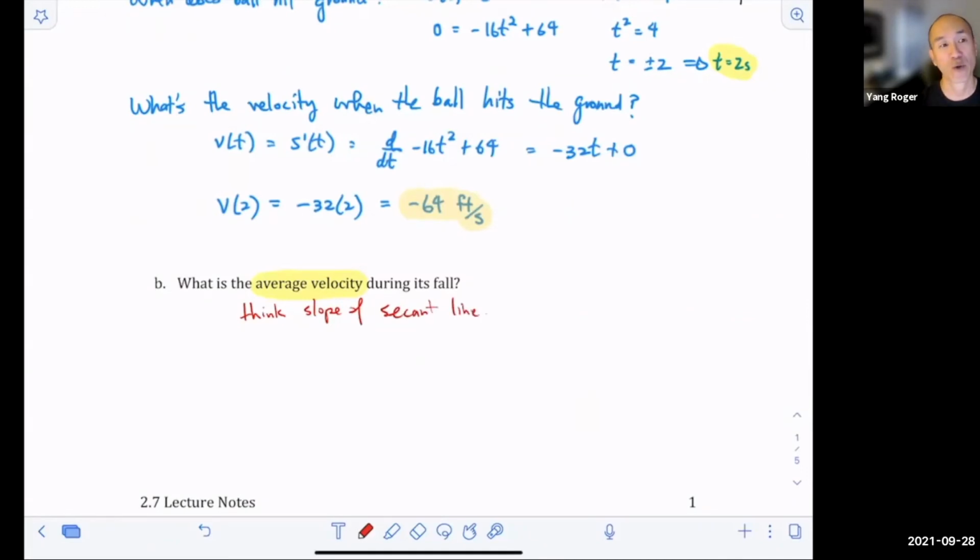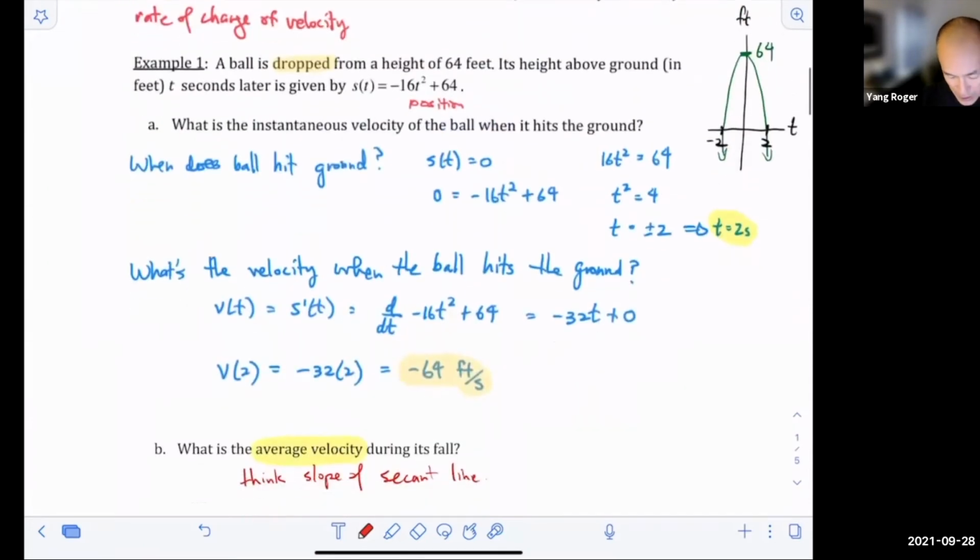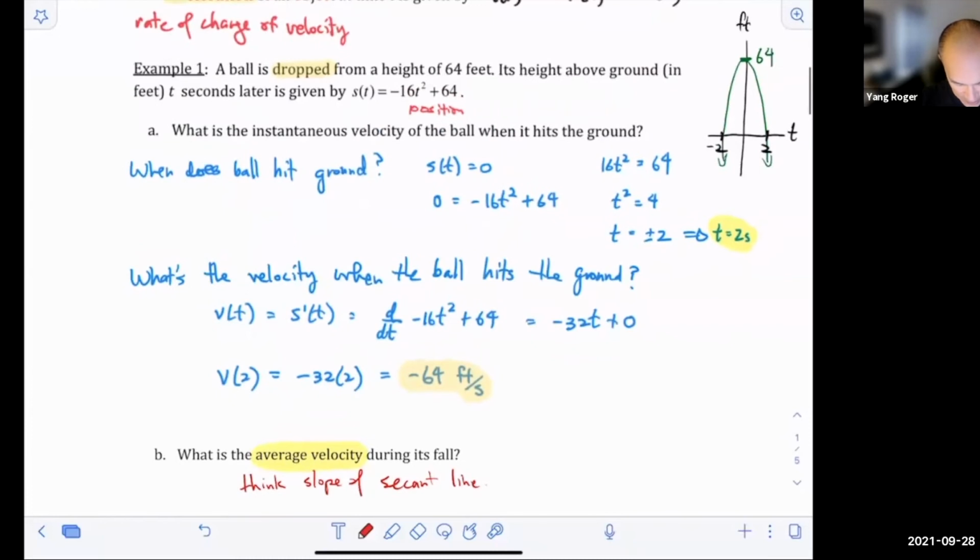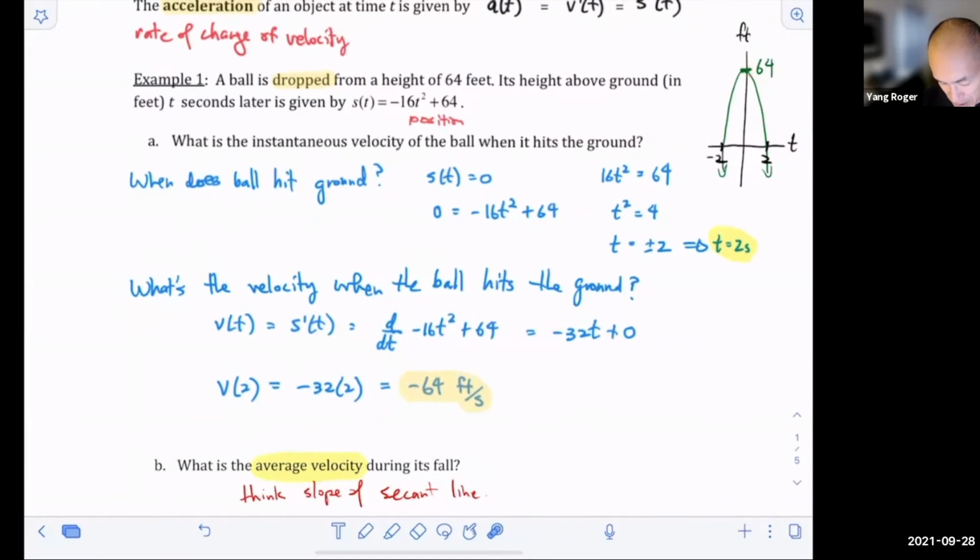So this takes us all the way back to week 1, or week 2, when I was talking about secant lines and the slope of the secant lines. The limit of the slope of the secant lines gives you the slope of the tangent line. That's what we're really trying to do over here. I don't see a secant line, but this says what's the average velocity during its fall. The start of the fall is up here and the end of the fall is down here. So they're looking for me to find the slope of this particular secant line, that blue line.